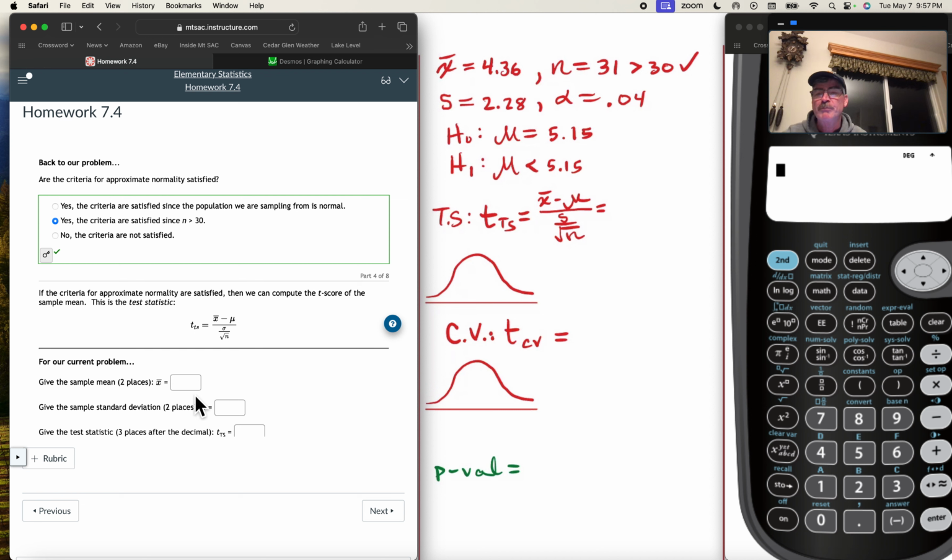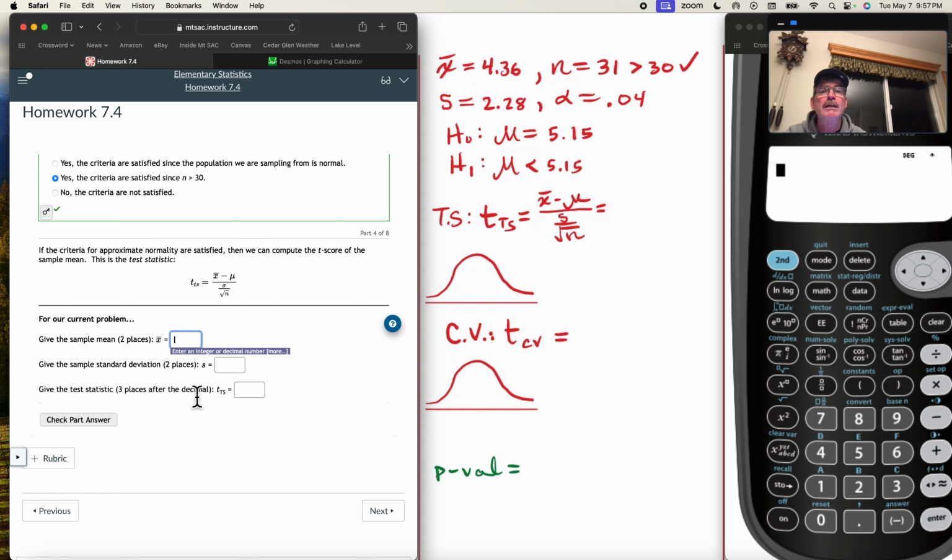No big deal. Okay, so we can put in our mean. Again, this is 4.36 for the mean. Sample standard deviation 2.28. The t-test statistic, I have not computed that, so we'll go ahead and plug in.